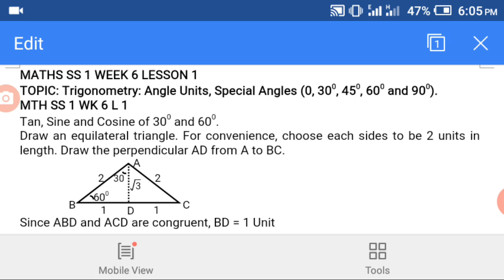Today, we want to look at trigonometry. Under this trigonometry, we want to look at angle units, special angles, that is angle 0 degrees, 30 degrees, 45 degrees, 60 degrees, and 90 degrees. Inshallah, we will not be able to cover all these angles, but we are going to look at angle 30 degrees and angle 60 degrees today.